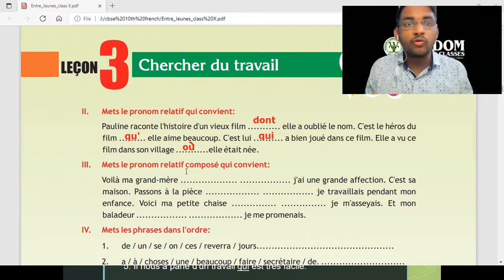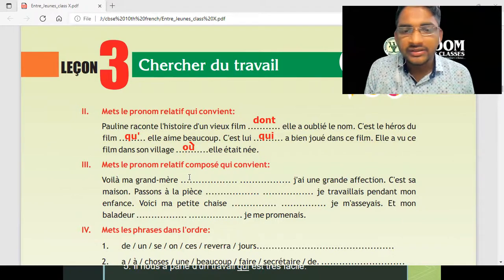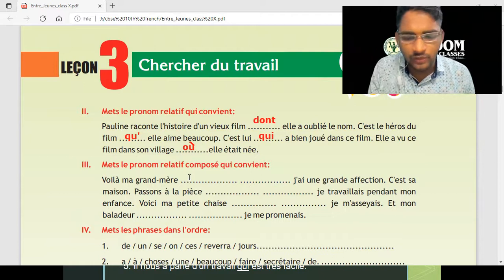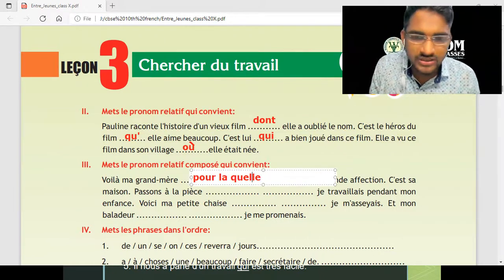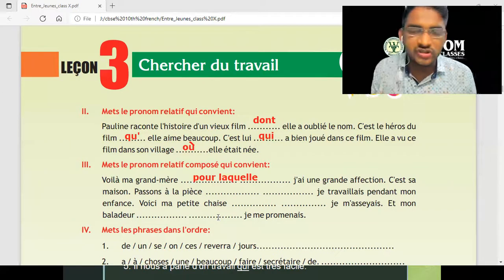The first one, voilà ma grand-mère. There is my grandmother. Dash, j'ai une grande affection. So dash, I have a big affection. तो pour आएगा. और grandmother की बात करें, grandmother feminine singular. चलो feminine singular, तो pour laquelle. So here, there is my grandmother for whom I have a great affection.